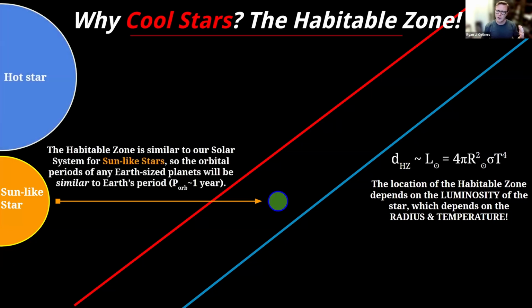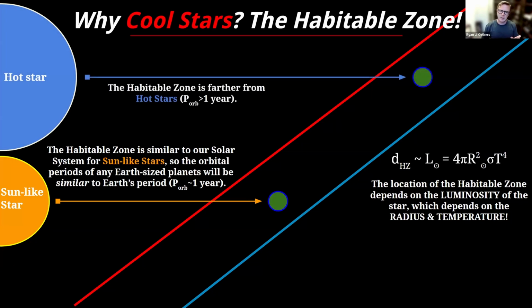If we were to look for a planet around a hot star, that planet's habitable zone would be super far out. And so if you were looking for Earth-like planets around that star, their orbital periods are going to be much longer than a year. So it's going to be a lot more difficult if you're crunched for time trying to find these types of stars and planets around them.